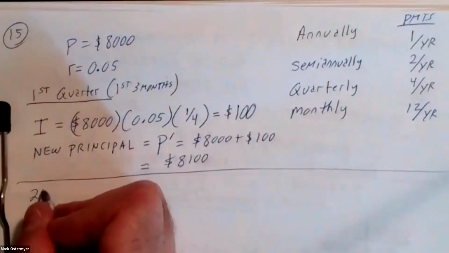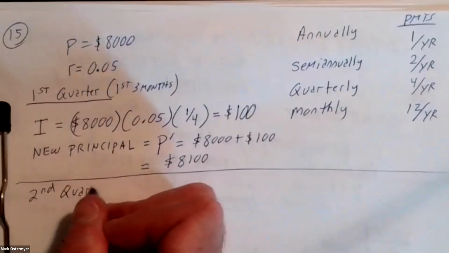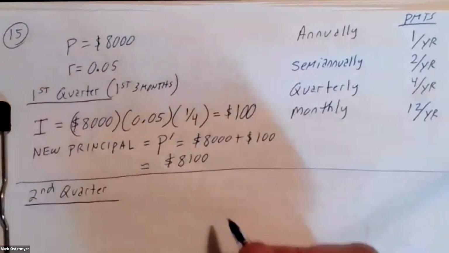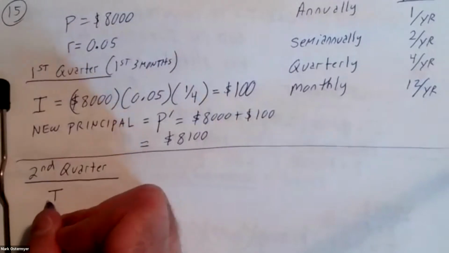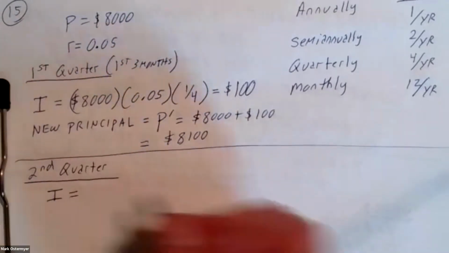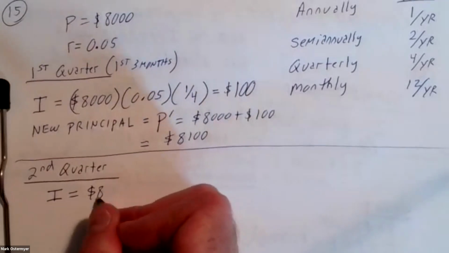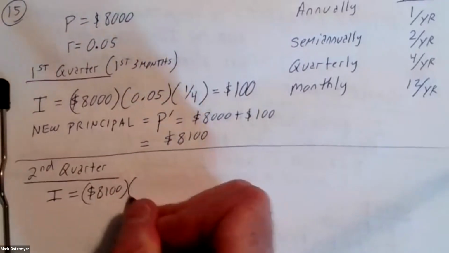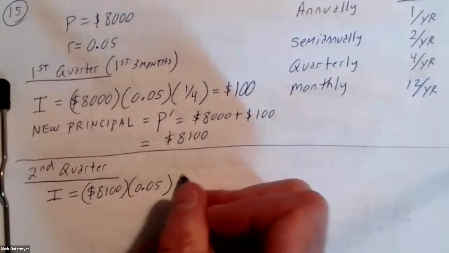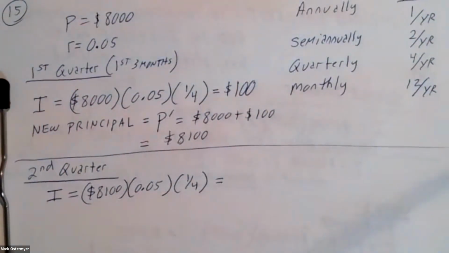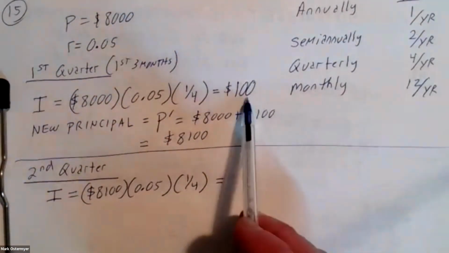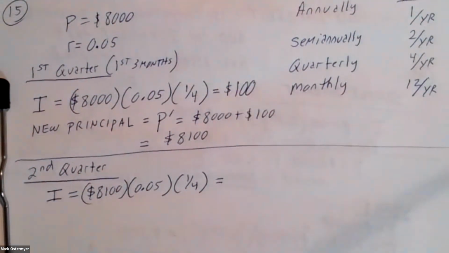Now we carry this over into the second quarter of the year. The second quarter is the second 3-month period of the year. What amount of interest will accrue during the second quarter? Well, what's the new principal? $8,100 times the interest rate of 0.05 times another 1 quarter of a year. Get on your calculator, dial that up. How much interest is accrued or computed during the second quarter of the year? Tell me what that multiplies together to give us. It will be greater than $100, guaranteed.